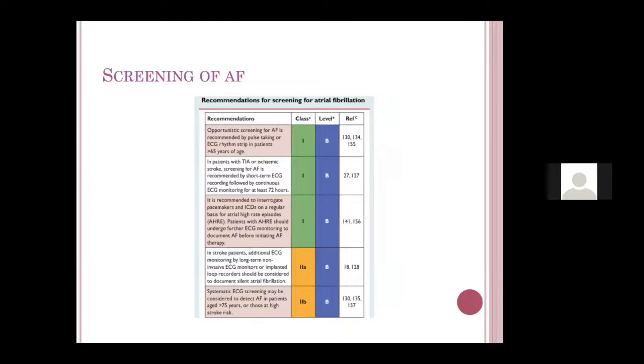Now let's come to the screening. So when do we screen for AF? We know the class 1 recommendation now in the latest ESC guideline is all the patients above 65 years of age should undergo one ECG in their lifetime, because we know that at more than 80 years of age, the risk of AF is 2% per year. So more than 65 years of age, everybody should have an ECG to look for AF.